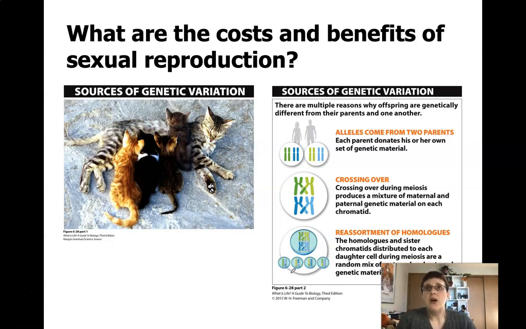Okay. So question is, what are the costs and benefits of sexual reproduction? Because a lot of organisms reproduce using sexual reproduction, using meiosis. And so what is the benefit of using sexual reproduction? We'll start with that one. What's the benefit? What's the upside, or what are the benefits? Because there's obviously more than one possibility. So what are the benefits of using sexual reproduction?